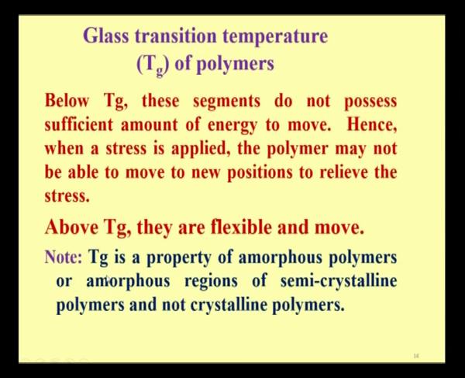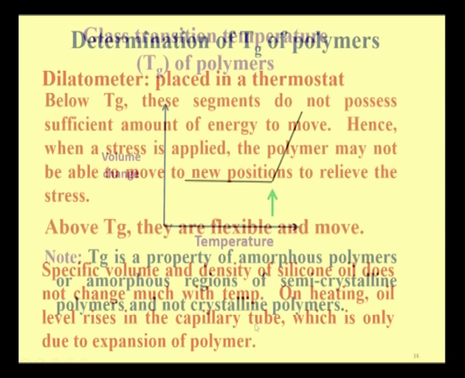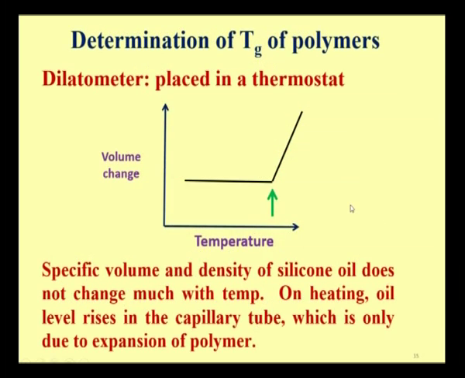One point to be noted here is that glass transition temperature is a property of amorphous polymers, or amorphous regions of semicrystalline polymers, and not crystalline polymers. Now, let us move on to the determination of glass transition or melting point of different polymers. There are several methods used to determine the Tg values. One very simple laboratory-based method is dilatometry.